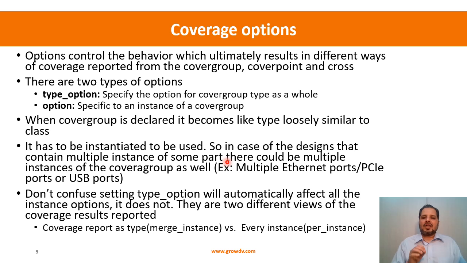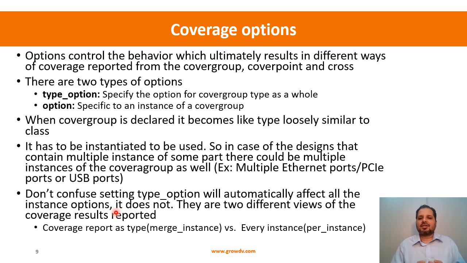One more point that you need to keep in mind: now you have one cover group data type and you are creating multiple instances of it. So the type option applies to the cover group as a data type, and then option is for each one of these instances. Keep in mind that if I set something in the type option, don't think that it will automatically reflect to the instance options. It's not like that. It only affects how the coverage gets reported.